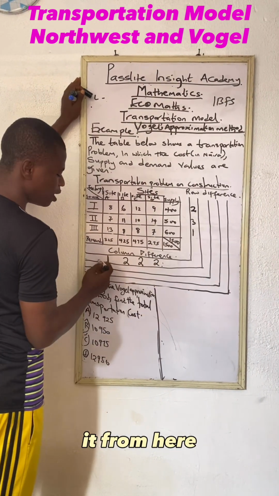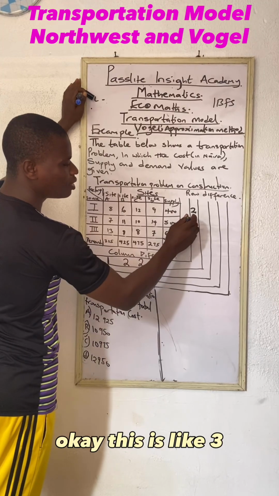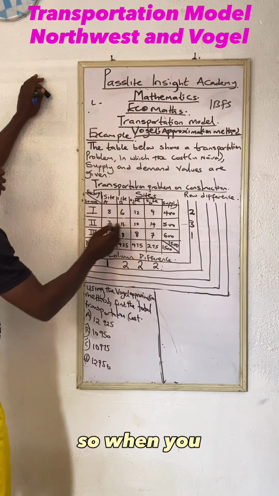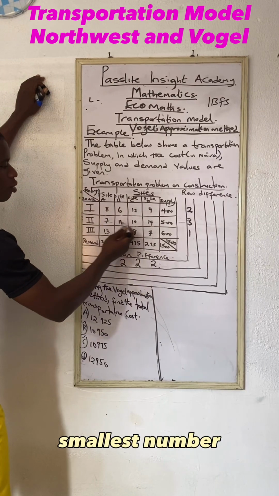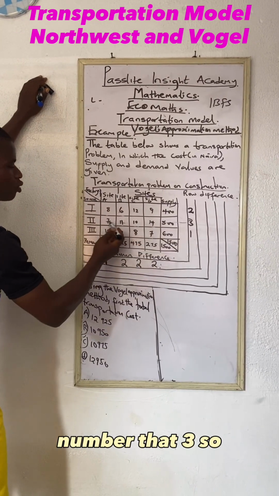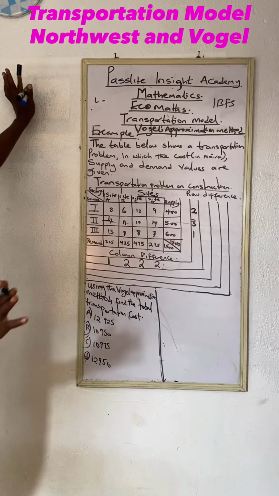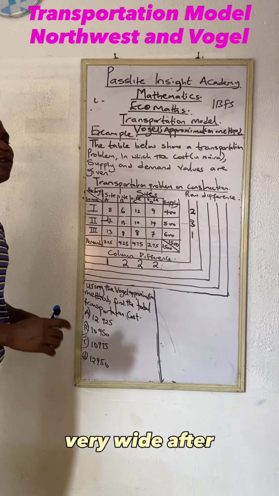You trace it from here. Continue to trace it. So you see, okay, this is 3. So you are starting from this 3, from this edge. So when you come back here, you look at the smallest number at that 3. So the smallest number is 7. Just start from that particular point. So you are done. That is how Vogel approximation works.